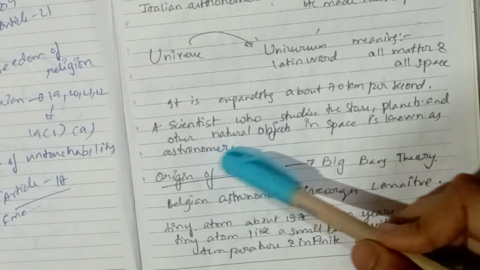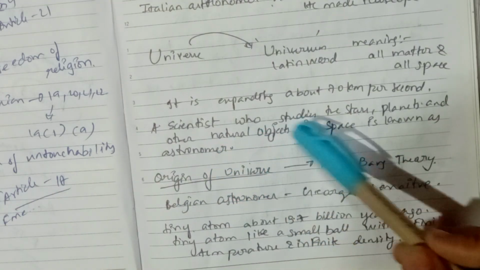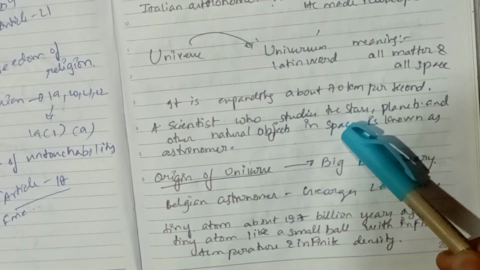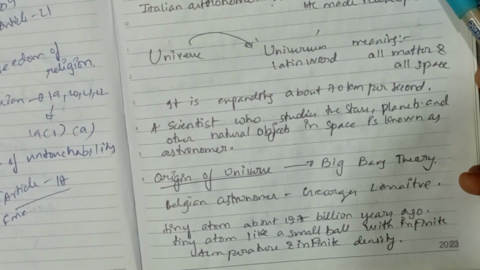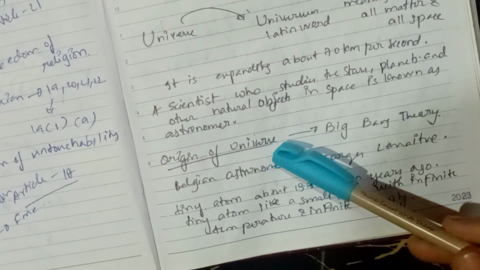So, what do you know about this astronomer means? A scientist who studies the stars, planets, and other natural objects in space is known as astronomer, and that study is called astronomy, as we discussed earlier. So let's know about origin of universe.